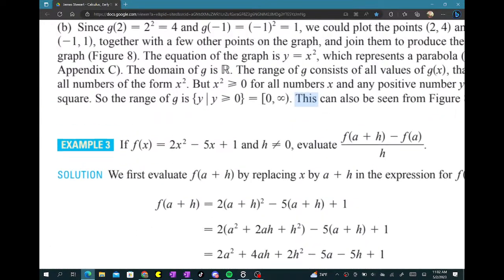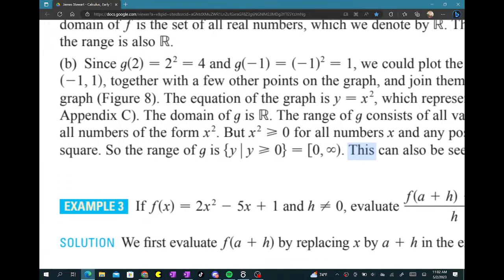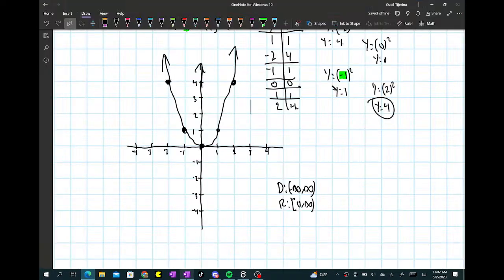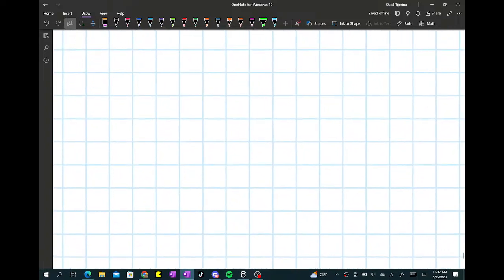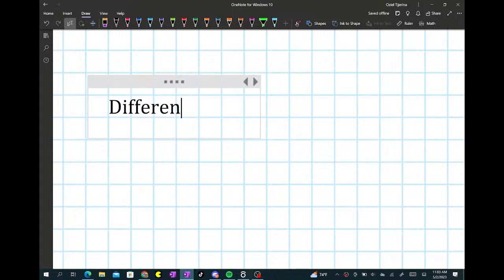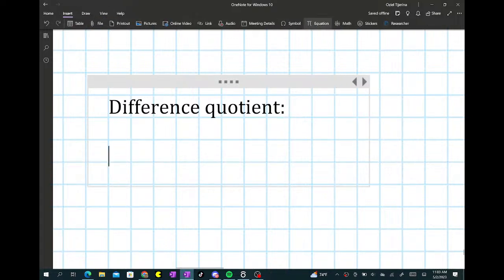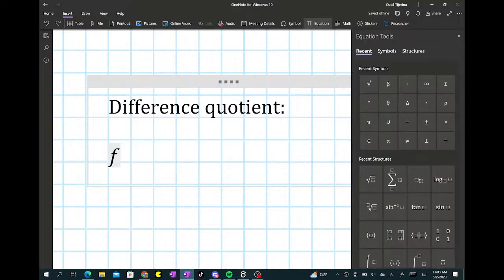Now, let's do this one. If f of x equals 2x squared minus 5x plus 1. So that's another part of this. It's called the difference quotient, guys. The difference quotient. This is so important for calculus. We are going to use this a lot. So there's f of x plus h minus f of x all over h.